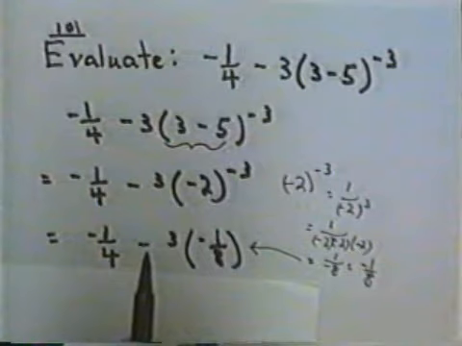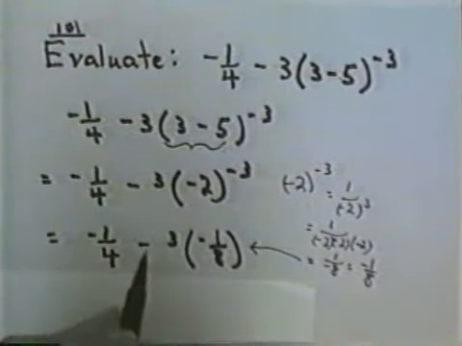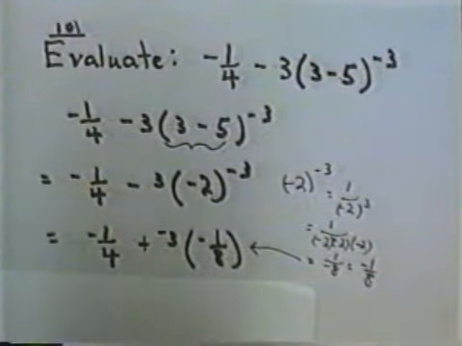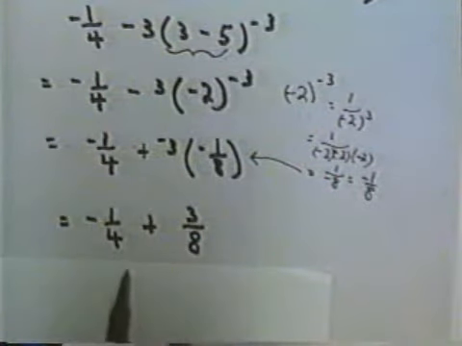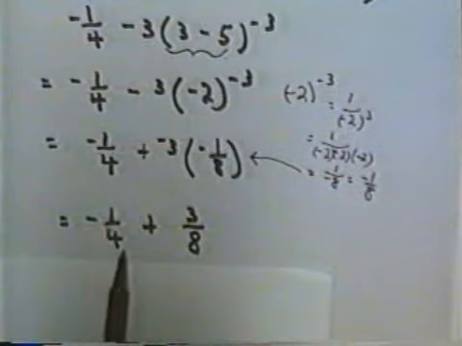I'm now left with subtraction and multiplication. That's negative 1/4, subtract 3 times negative 1/8. Now really, remember, this is the same as plus a negative 3. So I'm going to do my multiplication now, and I would have a negative 1/4 plus a positive 3/8. A negative 3 times a negative 1/8, the negative times negative would be a positive. So I have a negative 1/4 plus 3/8.